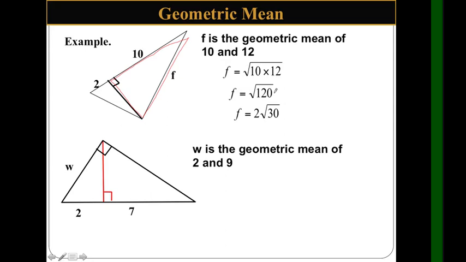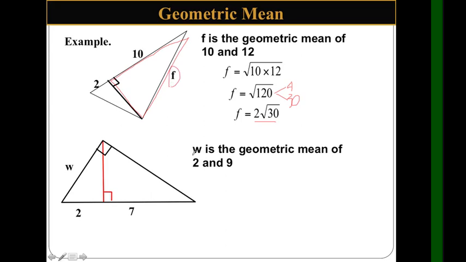And then, the square root of 120 is, if we will look for the factors of 120, that's 4 and 30. Okay, so square root of 4 is 2, and the square root of 30 is square root of 30. So we have 2 square root of 30 for the value of f.